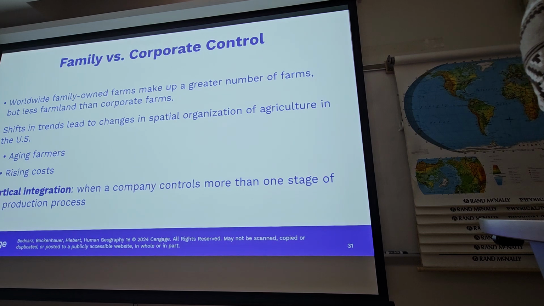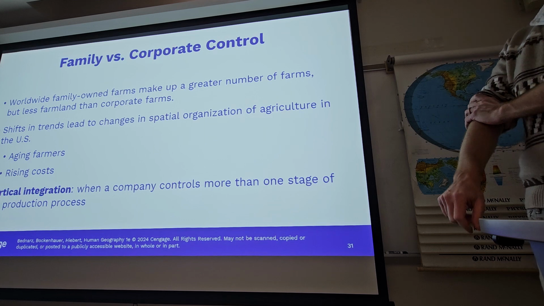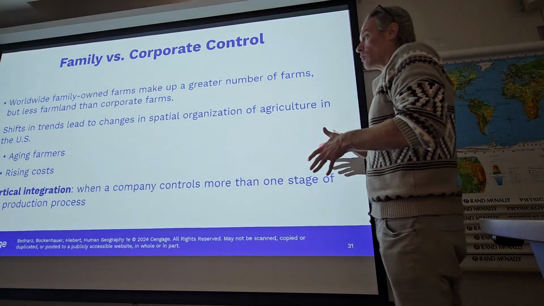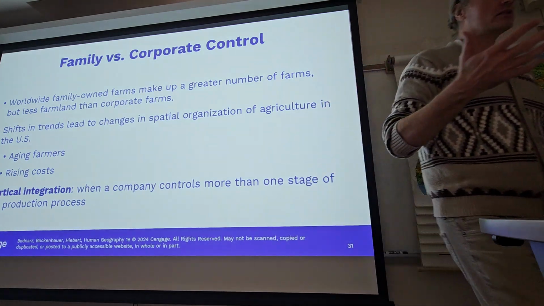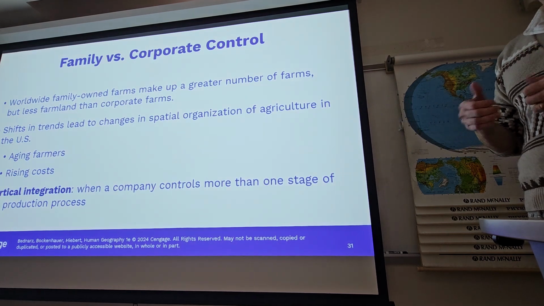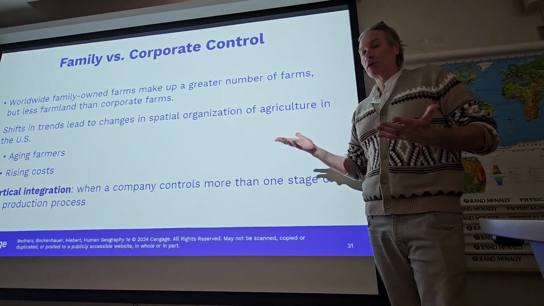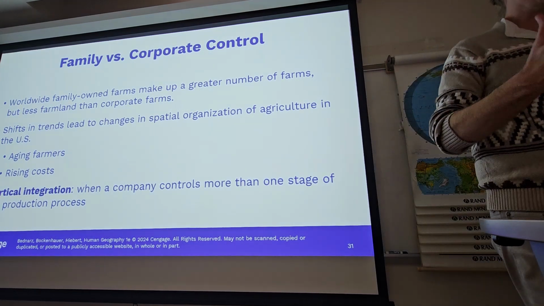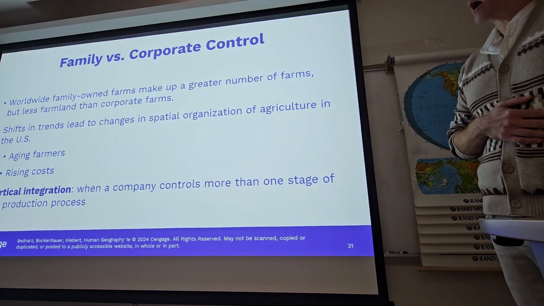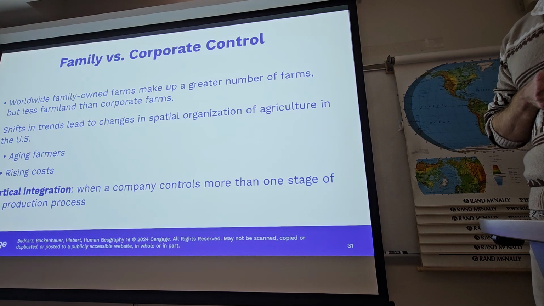Family versus corporate control. The thing that's been happening, happened first, like I said, in the U.S. and in Europe, more developed countries, but now these things are happening everywhere, where more and more costs because you need higher and higher tech, and we also have the younger population in rural areas moving to the cities, and it's their parents who stay on the farms, and so you have an aging farming population.